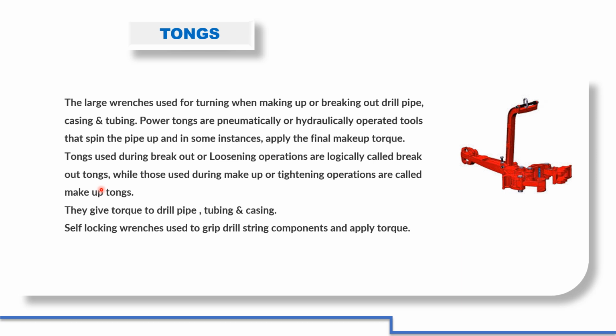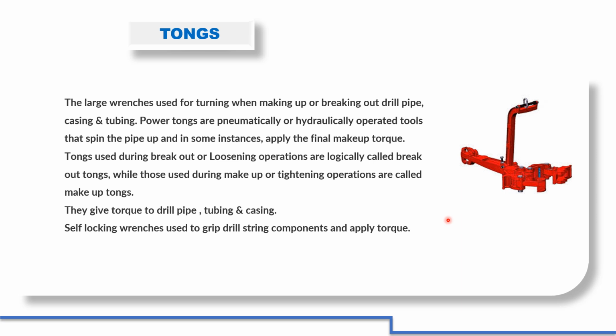So the tongs which are used in the breakout or loosening operation are called the breakout tongs, while those used during the makeup or tightening operations are called the make-up tongs. There are 2 kinds of tongs in the rig floor: one is make-up tongs and second is breakout tongs. Always the upper one is the make-up tong and the lower one is the breakout tong. And always the tong should be used in pairs. They give torque to the drill pipe, tubing and casing. Self-locking wrenches used to grip drill string components and apply torque.